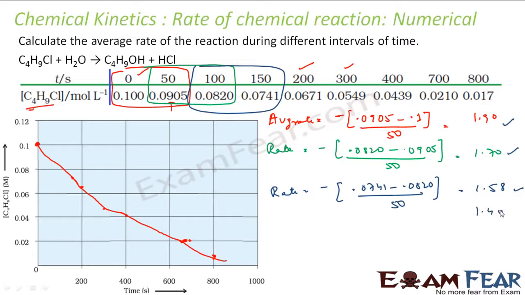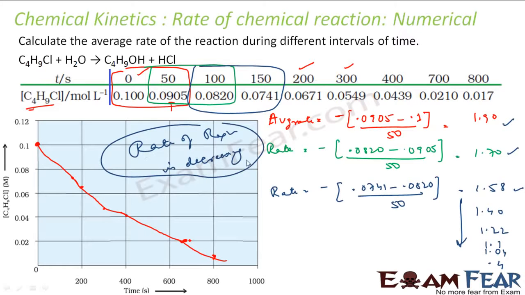The next will come out to be 1.4. Then it will be 1.22. You can solve it. Then it will be 1.1, 1.04, and the last will be 0.4. You see the rate of reaction is decreasing.